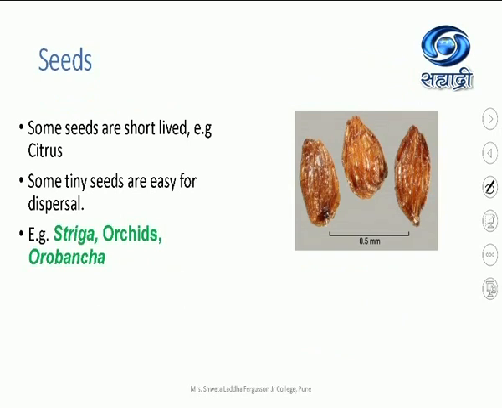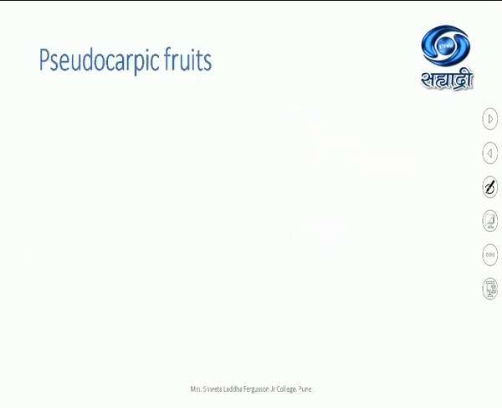Now some seeds are short-lived. We saw just now examples of seeds which live dormant for thousands of years, but there are some seeds which live for a very, very short time. Example, citrus seeds, all the seeds belonging to the citrus family, limbu, lemon. And some tiny seeds are easy for dispersal. Some seeds are so tiny. You can see in this picture, this seed is of orchid or Striga or Orobanche. In 0.5 millimeter, there are 3 seeds, so they are very, very tiny. If the seeds are very tiny, it will help their dispersal. If they are dispersed here and there, it will help in the growth of the plants. So these are some peculiar characteristics about seeds.